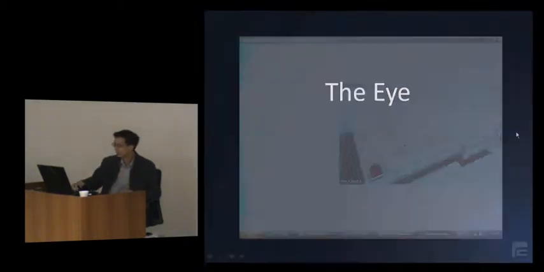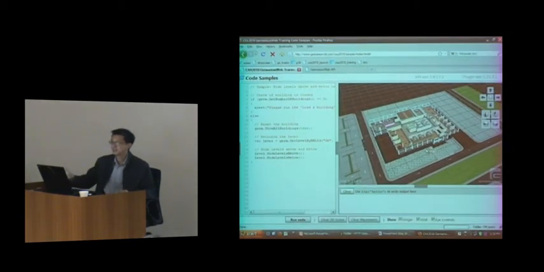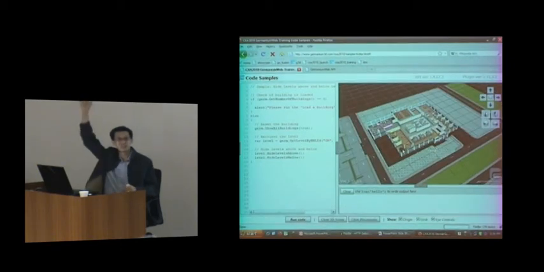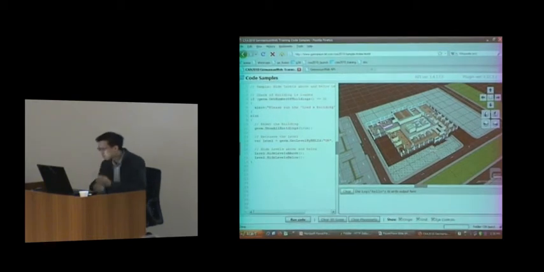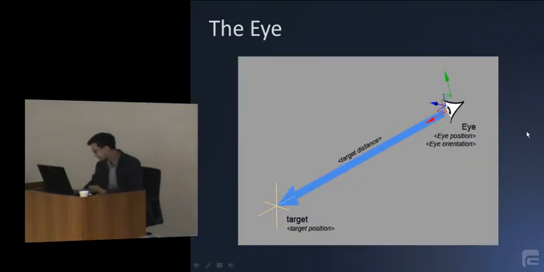Okay, so the eye is the 3D view. Okay, the eye is the position of the user. You know, when I'm looking at this building here, I'm floating somewhere in the air. Okay, my position and my orientation is specified and controlled in the eye. Okay, so the eye has 4 important properties.